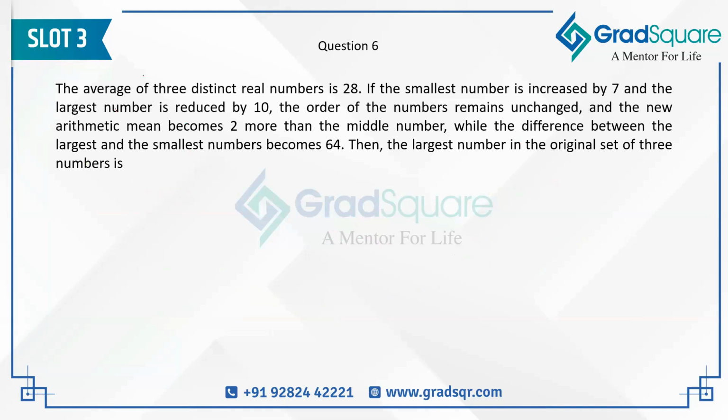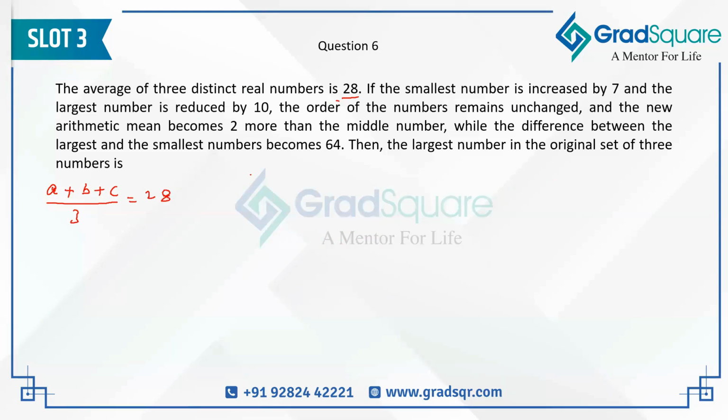Let's look at question number 6. The average of three distinct real numbers is 28. The smallest number is increased by 7 and the largest number is reduced by 10. So they are talking about three numbers. Let me take those three numbers as A, B, C. A being the largest number, B being the middle number, and C being the smallest number. So I already know that the average of the three distinct real numbers, A plus B plus C divided by 3, will turn out to be equal to 28. This is one equation that I have.